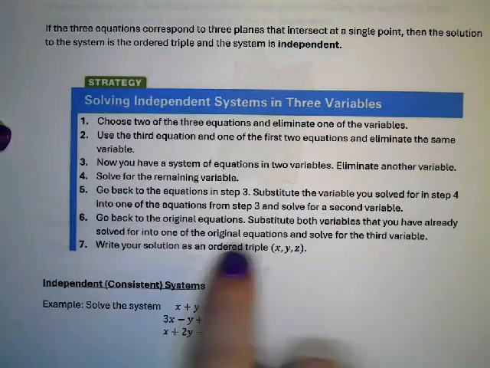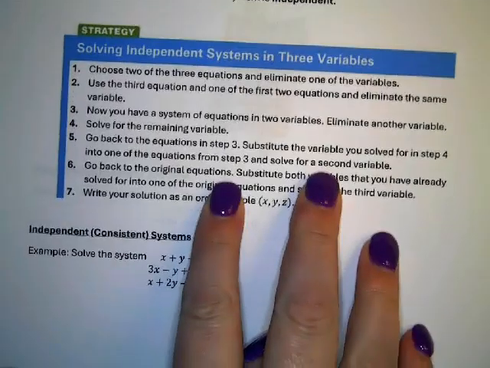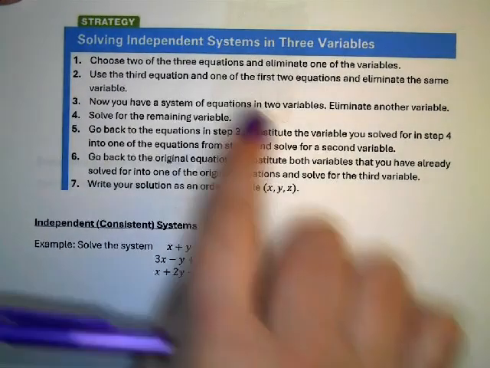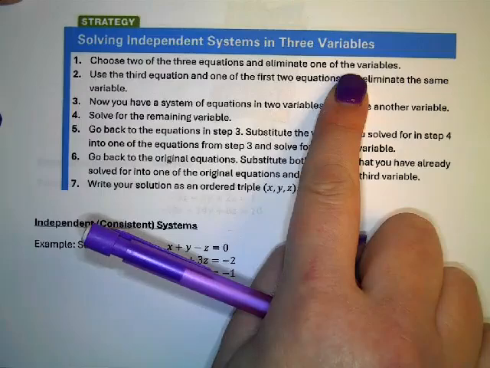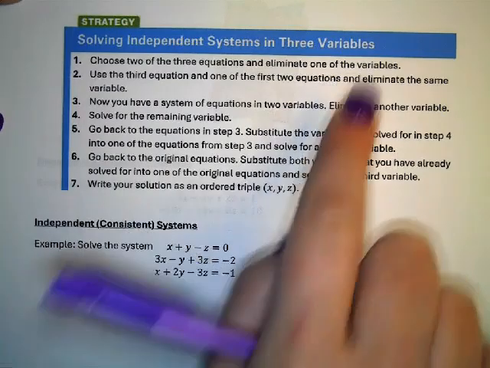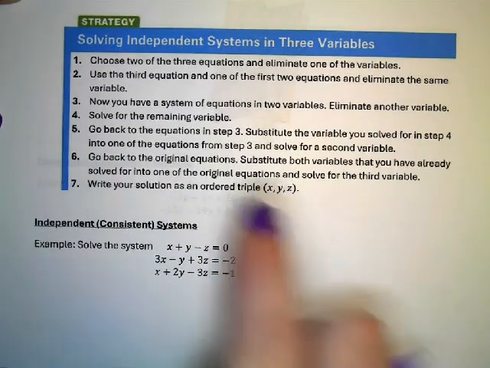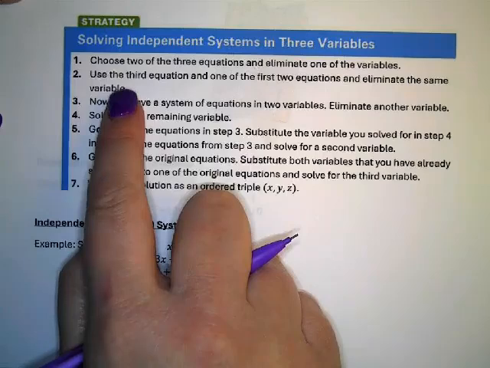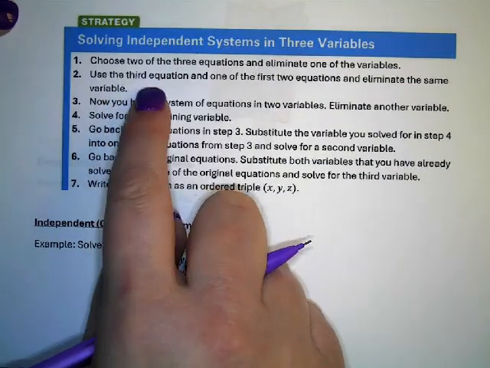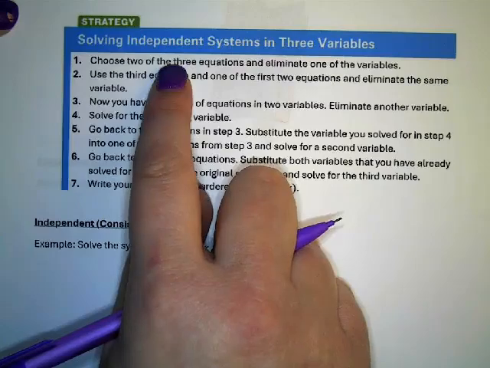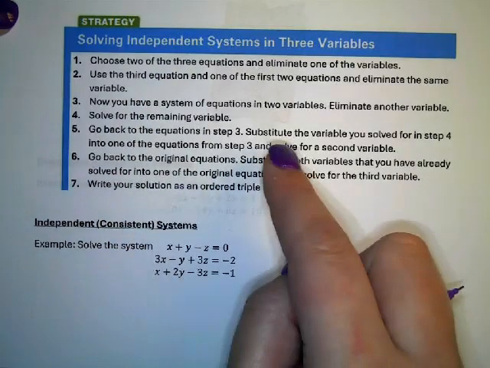And here is our process. First we're going to look at the 3 equations that we have, and we're going to choose 2 of them to eliminate one of the variables. It doesn't matter which variable you start with, you're going to look at whichever one looks the easiest to eliminate. After that, you're going to choose the 3rd equation that you ignored, and you're going to go back to one of the 2 equations that you started with, and you're going to eliminate the same variable.